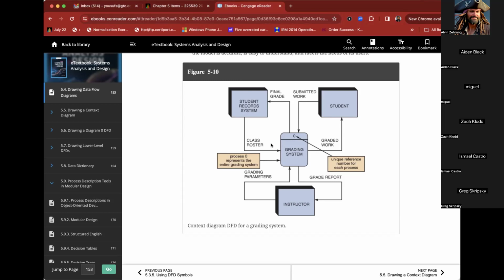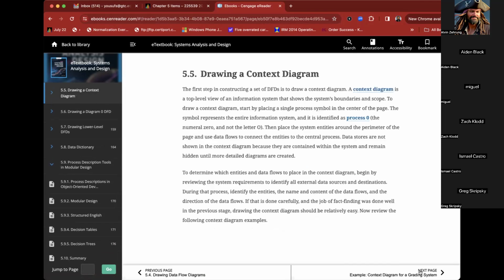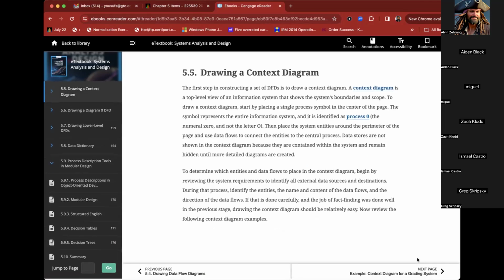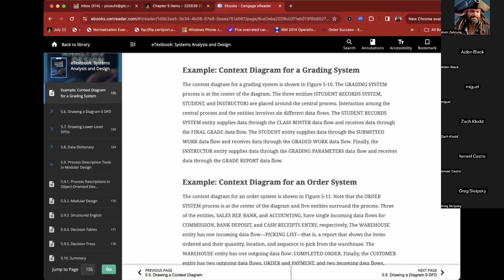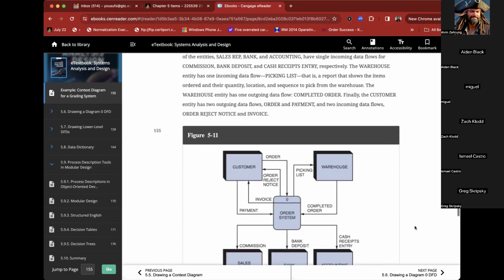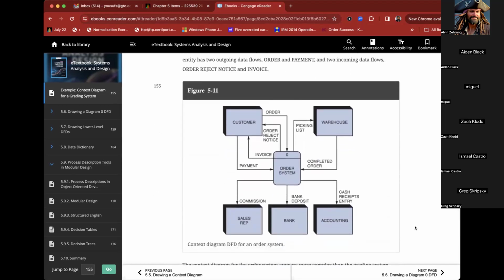Now, after that, you take this diagram to the next level, which is when we start exploding the context level diagram and take it from process 0 to process 1. So in the next course, you will be looking at two separate examples. You'll be looking at an example of a grading system, and you will also be looking at an example of order systems. So here is the order system example.